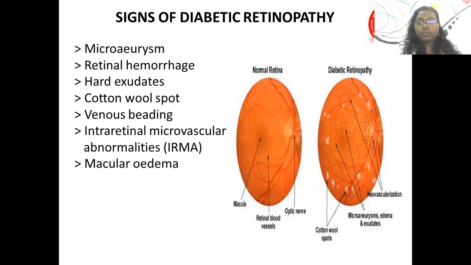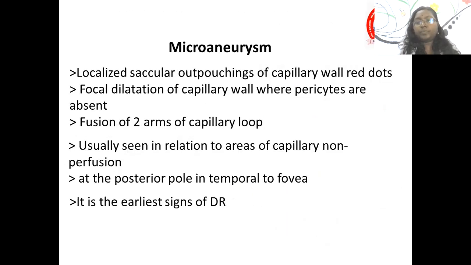There are intraretinal microvascular abnormalities, which are mostly seen in fundus fluorescein angiography. Macular edema can be seen. In long-standing macular edema, you can see hard exudates around the macula. And there is tortuosity of your retinal vessels. Microaneurysm is a localized saccular outpouching of the capillary wall, seen as a red dot.